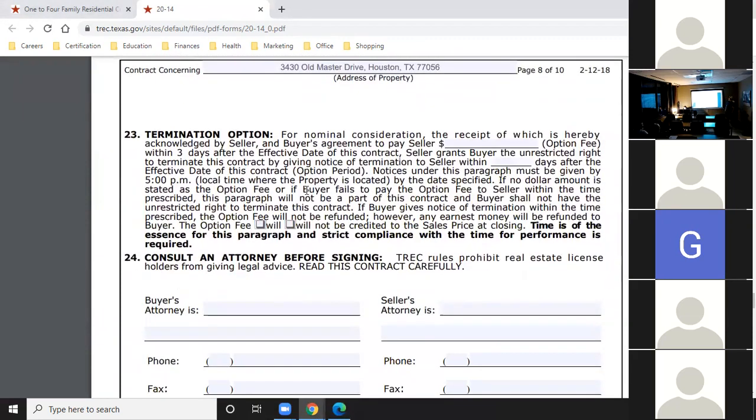All right, termination option. Eric, you gotta come back and redeem yourself here. I can try. So the termination option: receipt of which is hereby acknowledged by seller, buyer's agreement to pay seller blank, which is the option fee. Where in there does it say anything about an option fee or an option payment? Yes, $1,500. I agree.